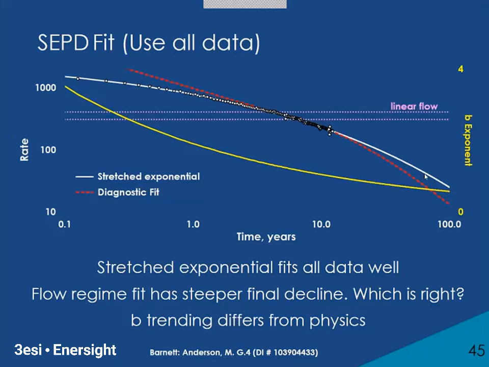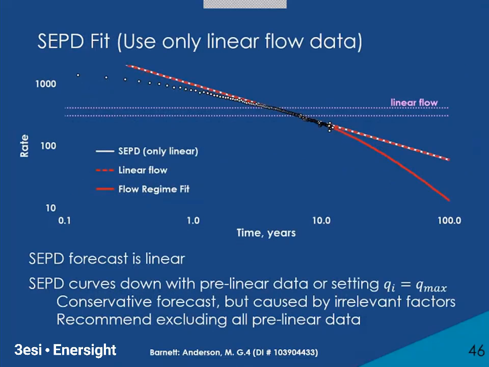What would happen if I ignored all this early time data, which I've said is pre-linear flow data, and I just used the linear flow portion of this data to do a fit with the stretched exponential equation? When I do that, I get a straight line that's equal to linear flow forever. So the stretched exponential, if you're in linear flow, will project linear flow forever. So obviously, it can't predict the end of linear flow.